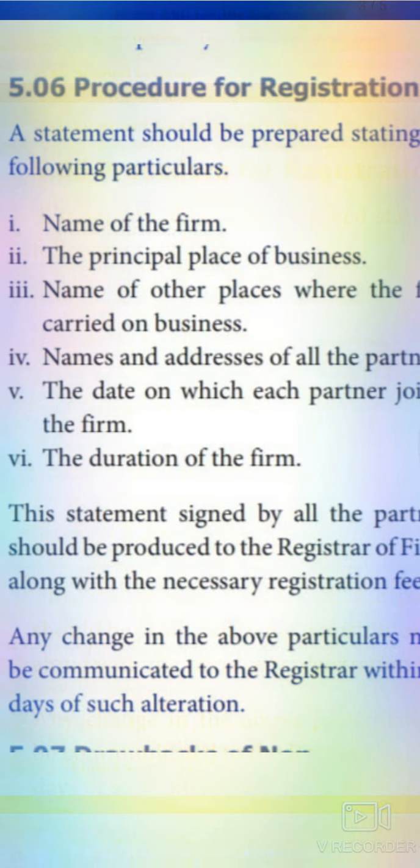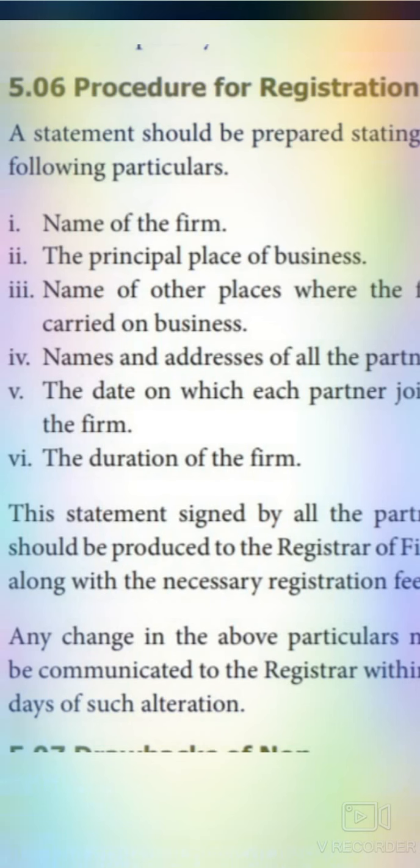Next one is, now let us see the procedure for registration. Suppose after the partners have decided to form a partnership, they have to register the firm. So let us see the procedure for registration. A statement should be prepared.